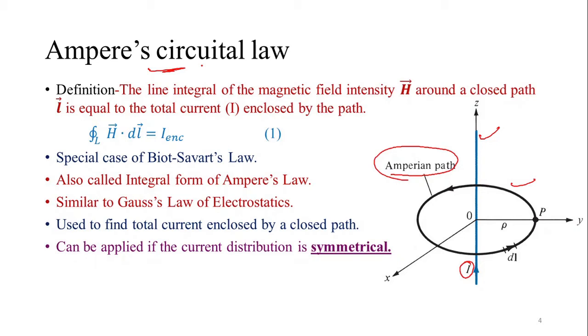And Ampere's law greatly reduces the complexity of calculating the magnetic field. That is the biggest advantage of Ampere's circuital law, but it has its own limitation. That is, it can be applied only if the current distribution is symmetrical. Only if the condition is symmetrical can you apply Ampere's circuital law. If the current distribution is not symmetrical, then you have to apply the Biot-Savart law only, no other option.